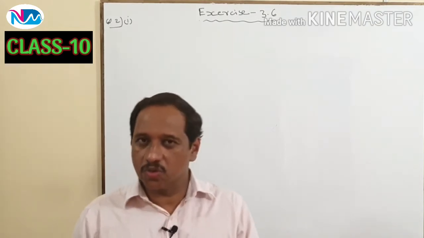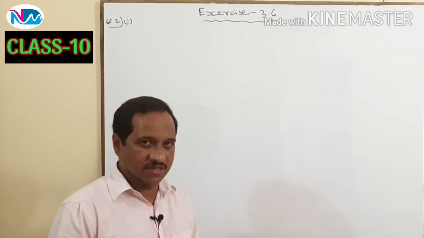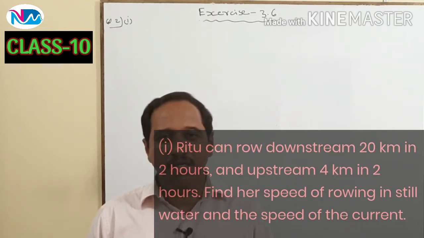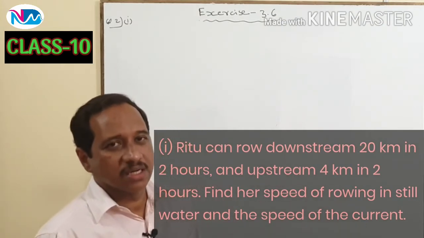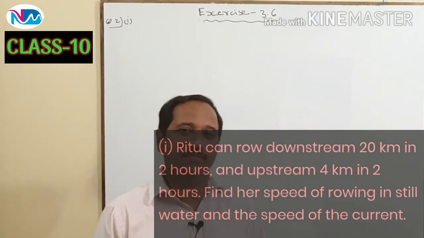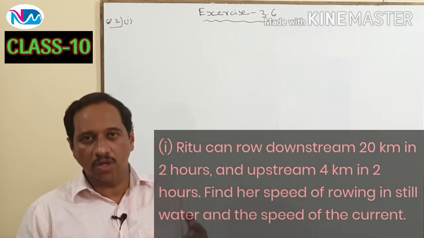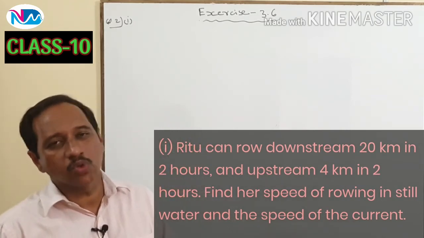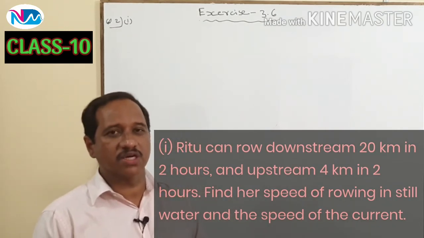Now we move on to question number 2 of exercise 3.6, which contains some problems on real life situations. The first question is, Ritu can row 20 km downstream in 2 hours and upstream 4 km in 2 hours. Find the speed of rowing in still water and the speed of the current. Ritu can row downstream 20 km in 2 hours, whereas she can row 4 km upstream in 2 hours. Find her speed of rowing in still water and the speed of the current.